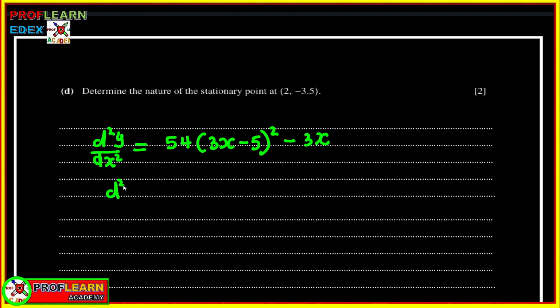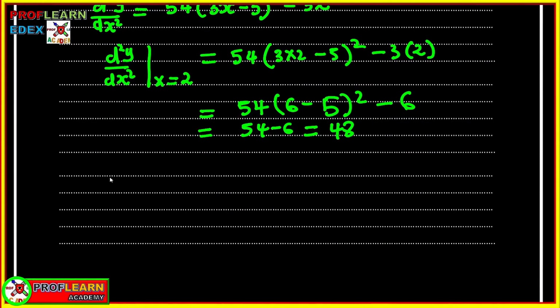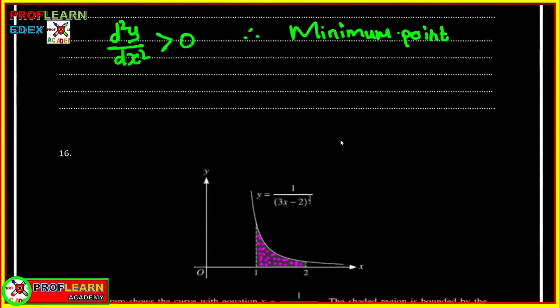The next part, you are supposed to find the nature of the stationary point. In the previous question I was almost starting to find the nature, yet the question for the nature of the stationary point is down here. So we are going to substitute into the function that we have, 54 into 3x minus 5 raised to power 2 minus 3x. We substitute x equals 2 so that we can find the value of d squared y dx squared. If you work it out, you are going to get 48. The most important thing is that it is greater than 0. So this is a minimum point.